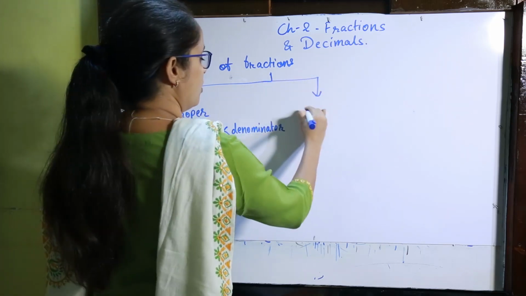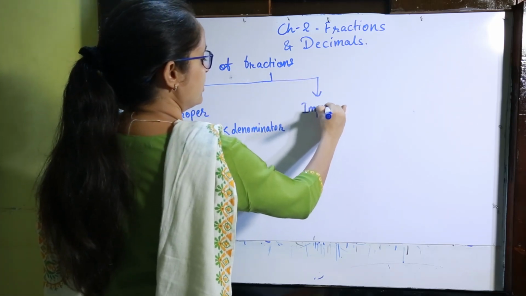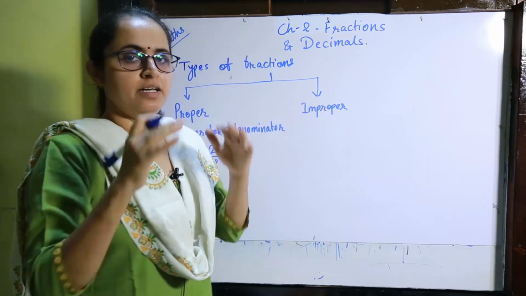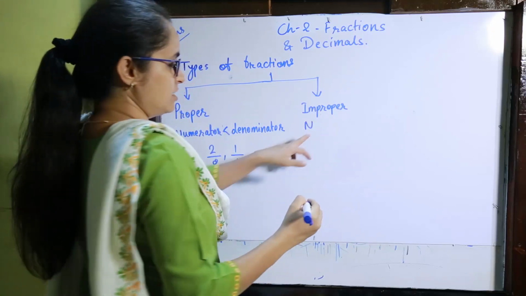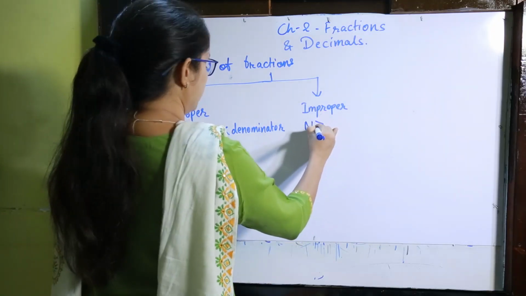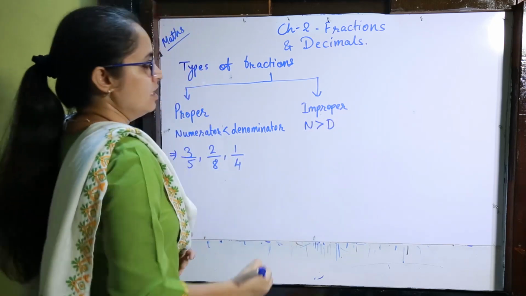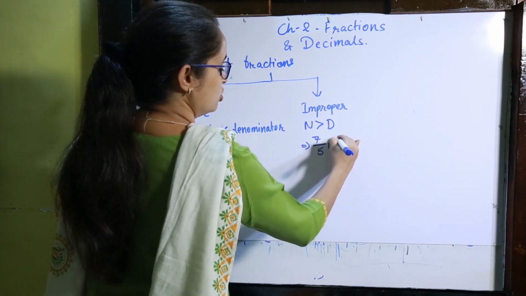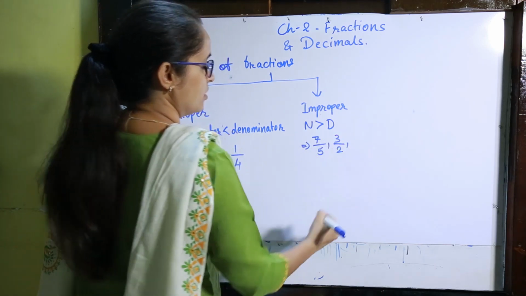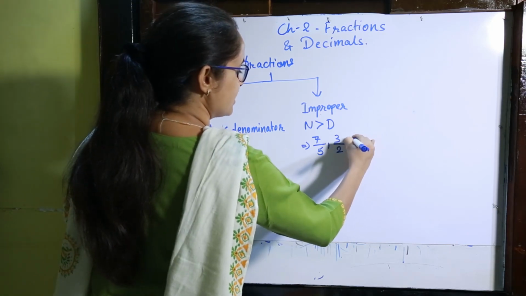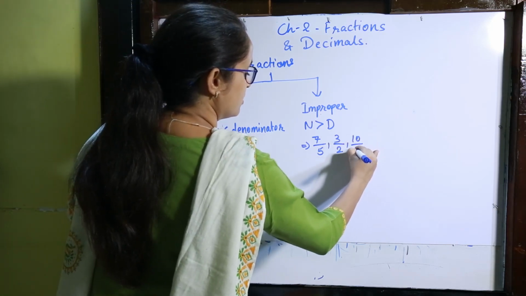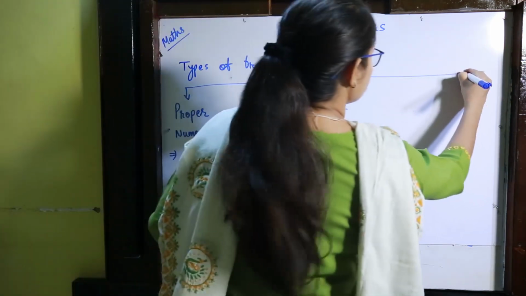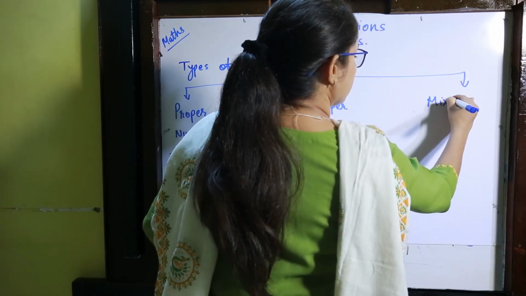Then you come to the improper fraction. Improper fraction means the fractions which have the numerator bigger than the denominator. So numerator, I am just writing n and d. So numerator is bigger than the denominator, and examples are 7 upon 5, 3 upon 2. Okay, these are some examples of improper fraction. And the third one is mixed number fraction.